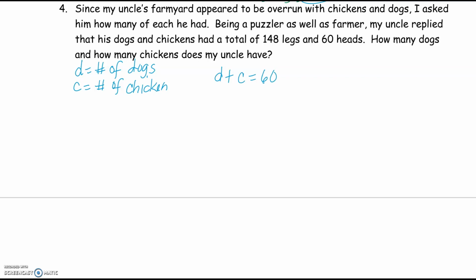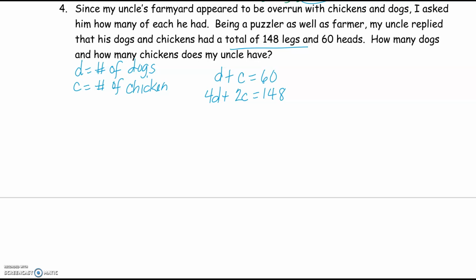For our next equation, it says there's a total of 148 legs. You have to think of a dog. How many legs does a dog have? 4 legs on a dog. How many legs does a chicken have? 2 legs equals 148. Okay, so you could use substitution or elimination again for each of these, but I'm going to use elimination.